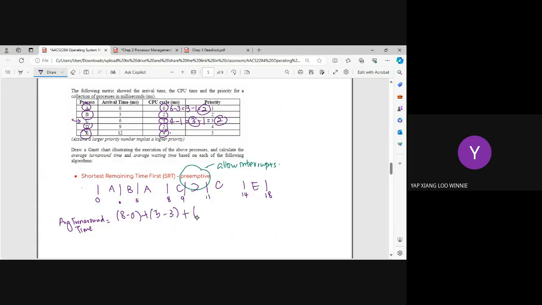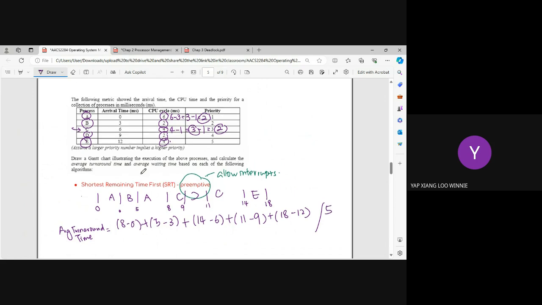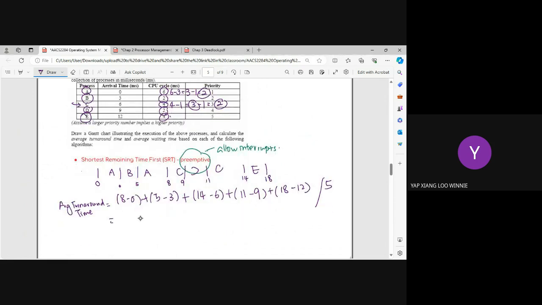The next one, process C, ends at 14, arrives at 6. The next one is D, ends at 11, arrives at 9. Followed by E, which ends at 18, arrives at 12. Sum them up and then divide by how many processes? There are 5 processes here, so divide by 5 and you get a value. You go and calculate your own value here.